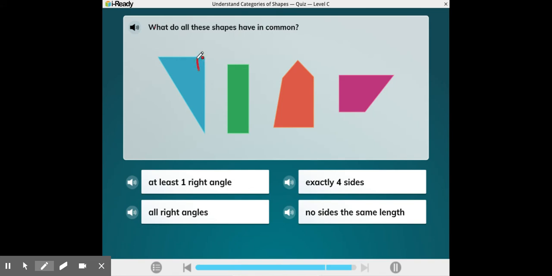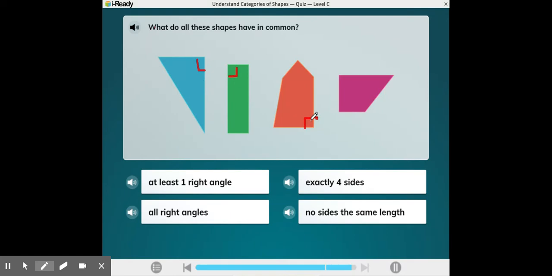This triangle has a right angle right there. Rectangles definitely have right angles. This one here might be hard to see because there's a lot of angles and a lot of them are bigger and smaller than right angles, but there's at least 1 right angle right there.